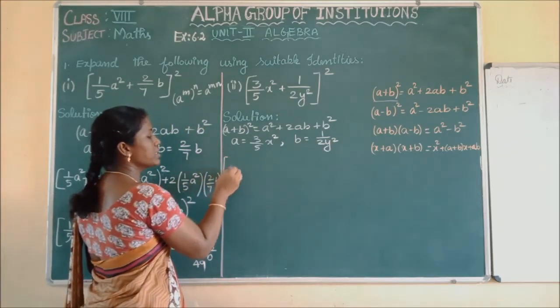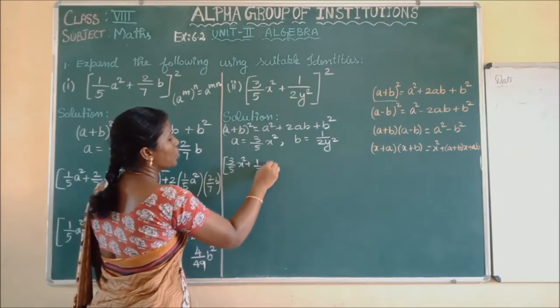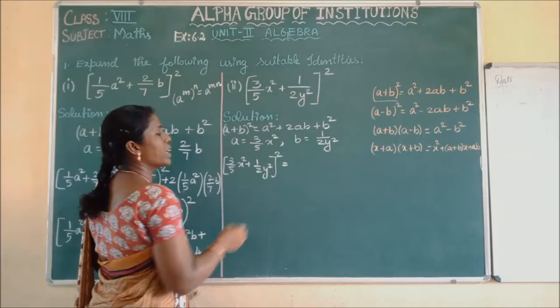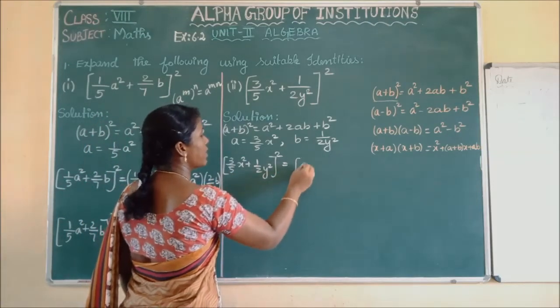Now shall we expand using this? 3 by 5 x square plus 1 by 2 y square the whole square is equal to the a plus b whole square formula, isn't it? So a square means, what is the value of a?